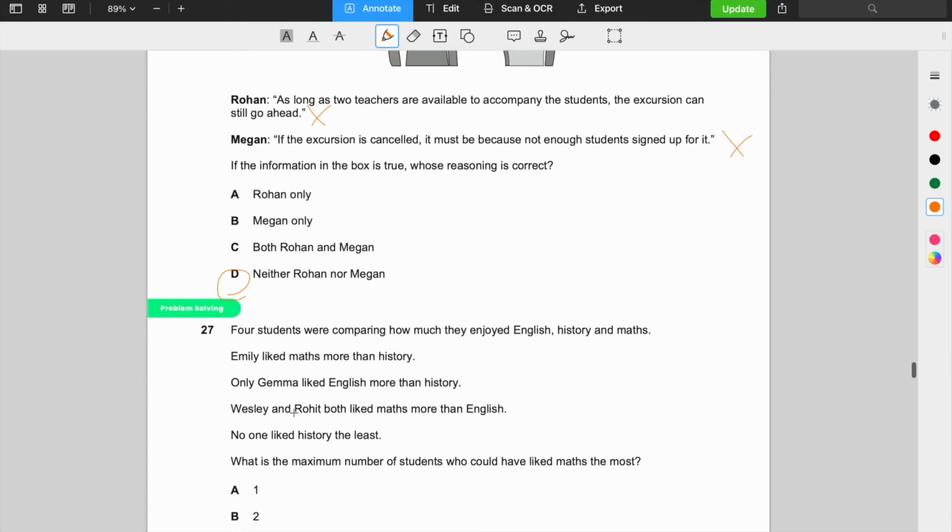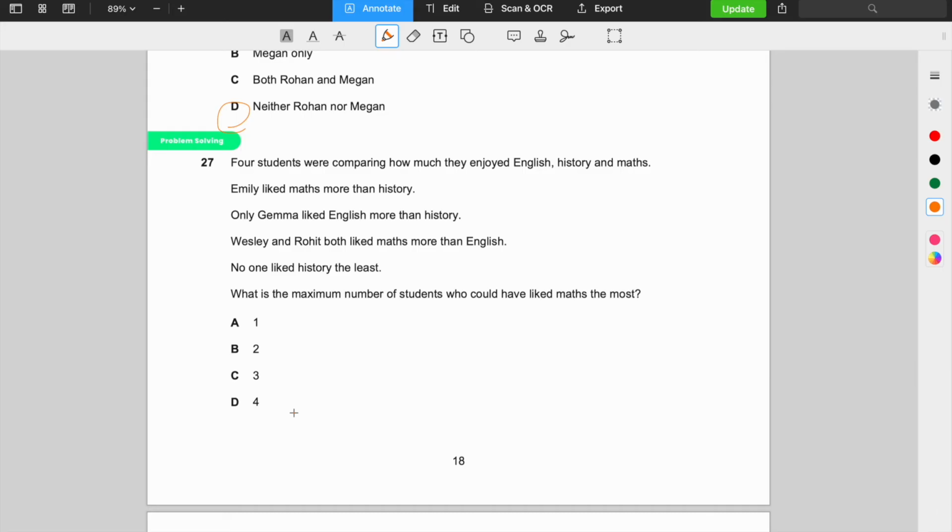Okay, moving on. 4 students were comparing how much they enjoyed English, history, and maths. Let's first read the main question. What is the maximum number of students who could have liked maths the most? So we have 4 students. Let's start with Emily. Emily likes maths more than history. So could she like maths the most? Possibly, right? So let's just put a question mark here. I think it's likely. But we have to keep reading all the rules.